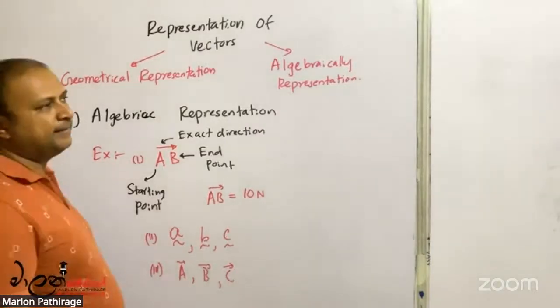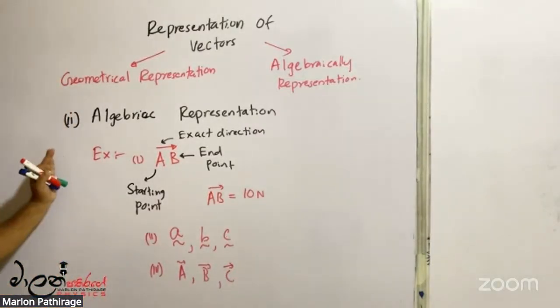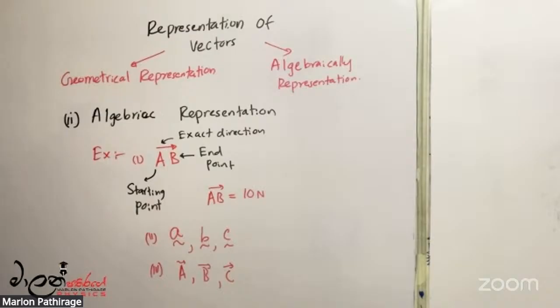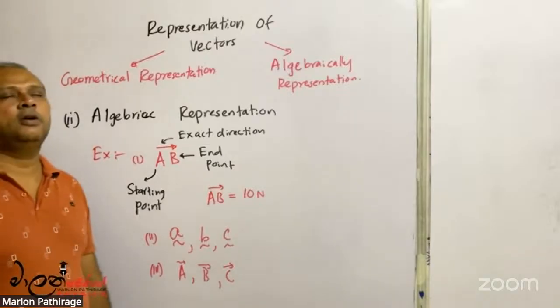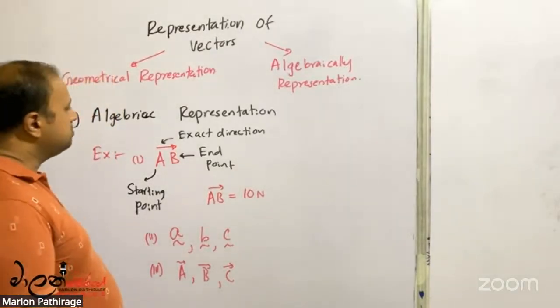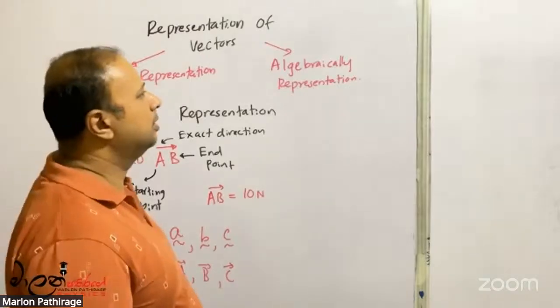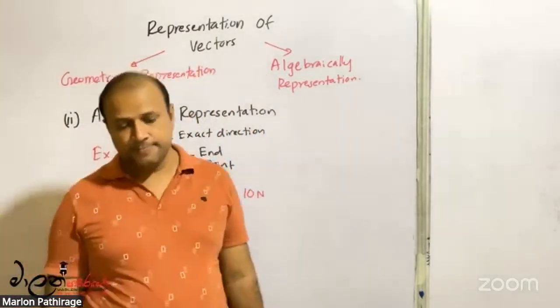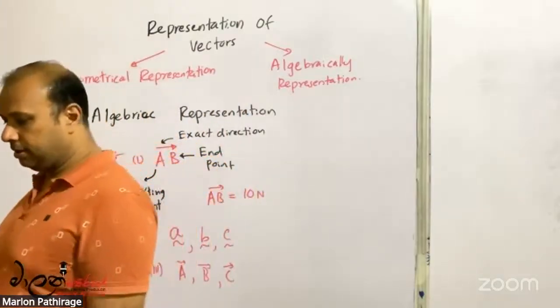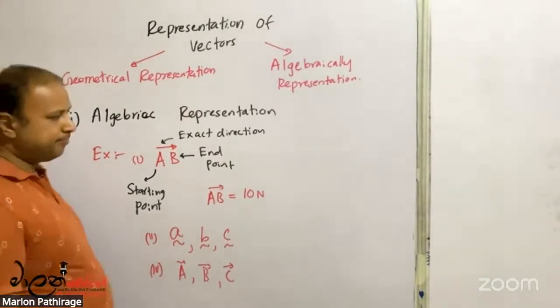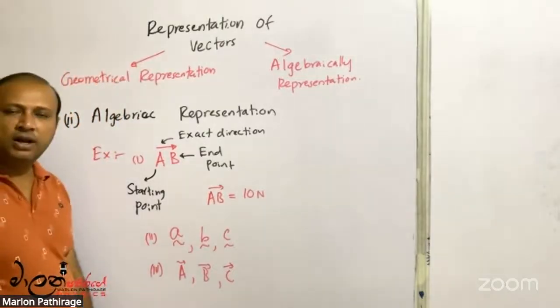Then write this one. After you write this paragraph, then you can write these examples. Vectors and vector quantities. Vectors and vector quantities can be represented algebraically by following symbols.